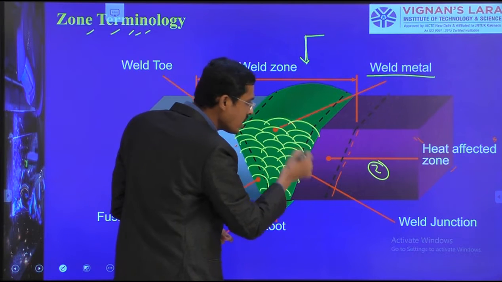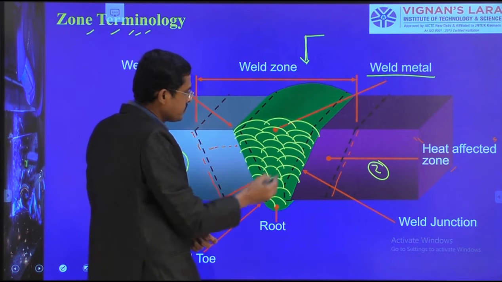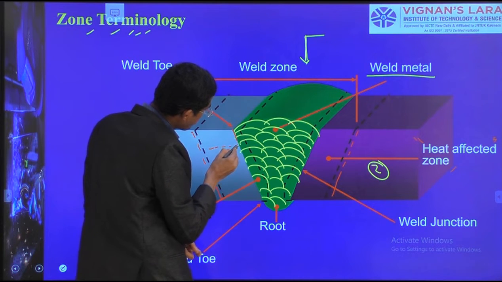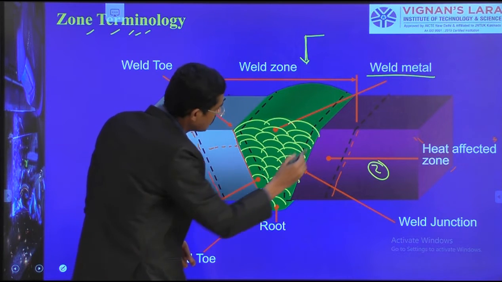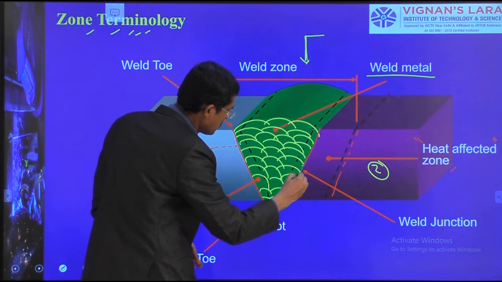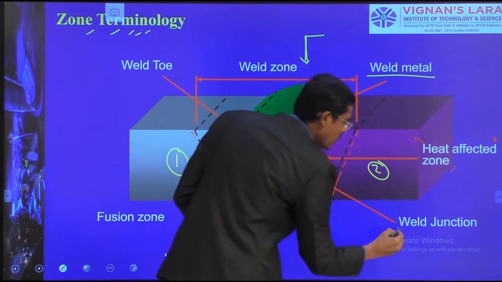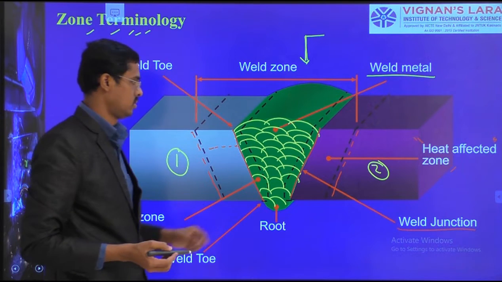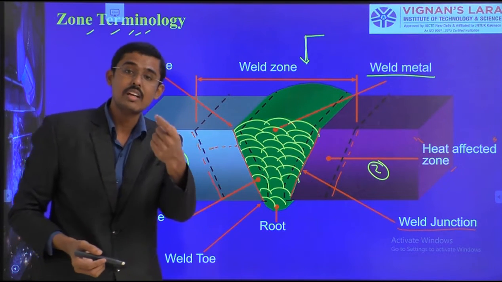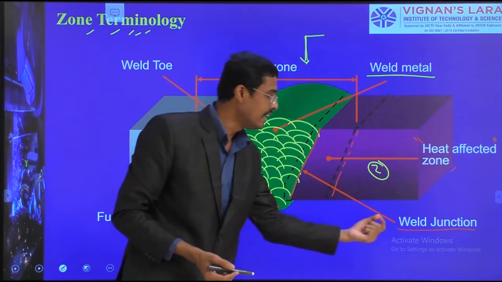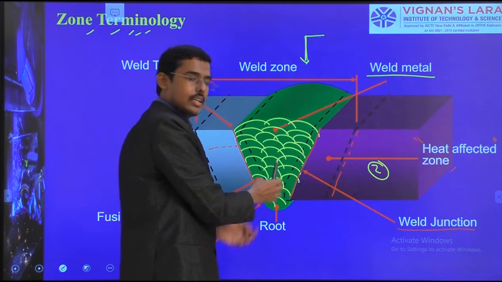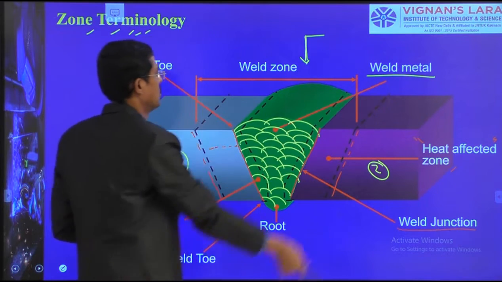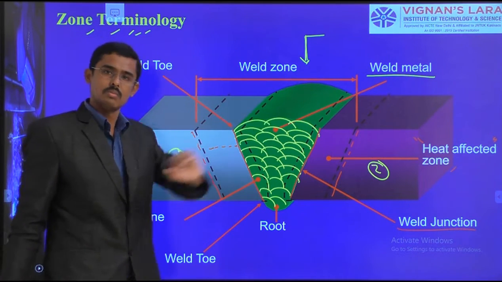See, this is the weld zone and here there is a boundary. This boundary I am calling the weld junction. Weld junction is not weld zone. Weld metal, then after the junction, the weld zone comes. So we have seen these three. What is a weld zone?